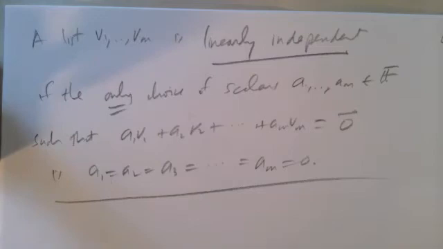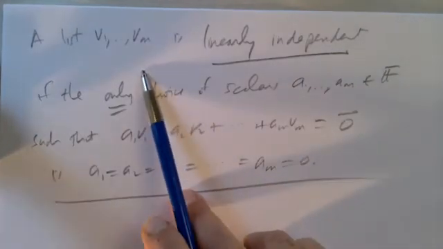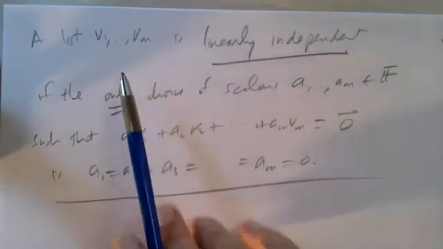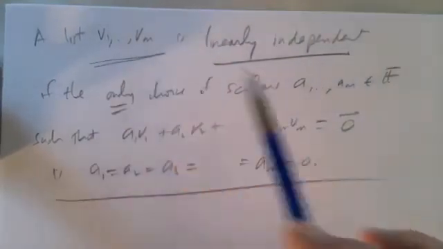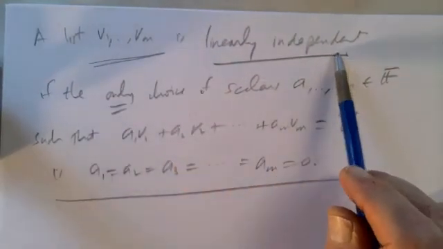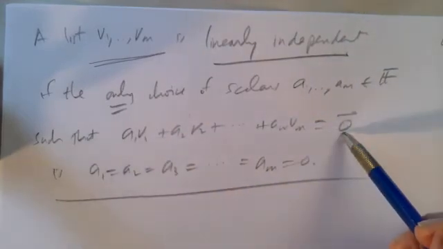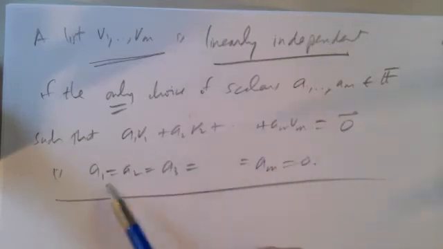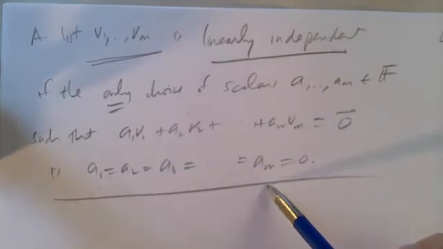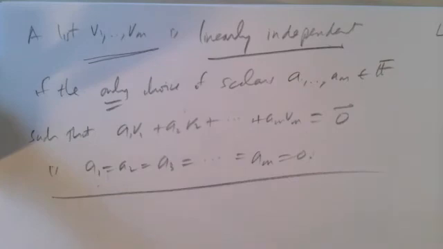Professor, you mean V1 A1 has to be equal to 0? No, the vectors are not equal to zero. You say that this list of vectors is linearly independent if the only linear combination of them equal to the zero vector occurs when all the scalars, the A's, are zero. The A's are scalars, not vectors. Okay. All right. Thank you.